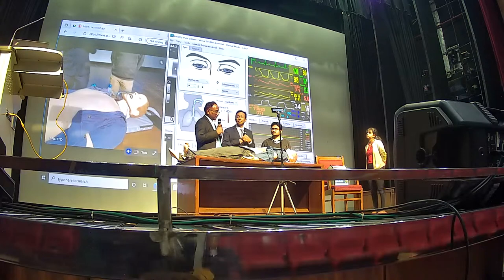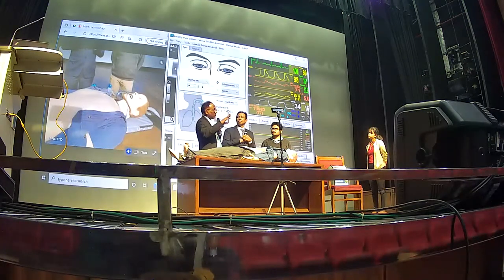So I was recently in Emirates, and there they do the second apnea test after 30 minutes. They don't wait for 6 hours because each passing minute is very crucial.